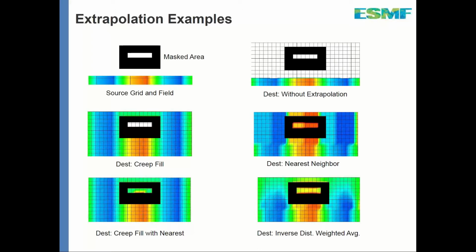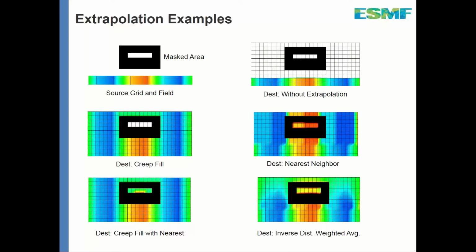In the next column, on the right-hand side in the middle, you can see another type of extrapolation we added. This is creep fill, and what this does is take the regridded destination values and move them outward one level at a time, going around masked regions in the destination. If you look at the picture, you can see how the green next to the red flows up around the masked region and across the top instead of the red being jumped across that masked region.